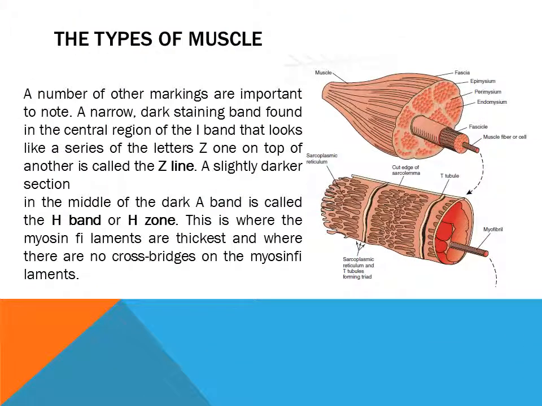The narrow, dark staining band found in the central region of the I band, that looks like a series of the letters Z one on top of another, is called the Z-line. A slightly darker section in the middle of the dark band is called the H-band or H-zone. This is where the myosin filaments are thickest and where there are no cross bridges on the myosin filaments.